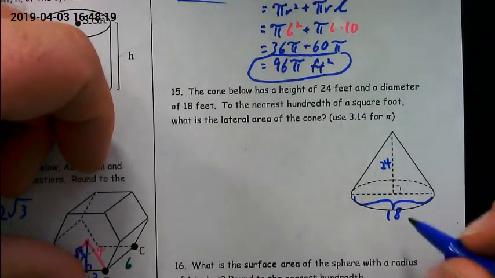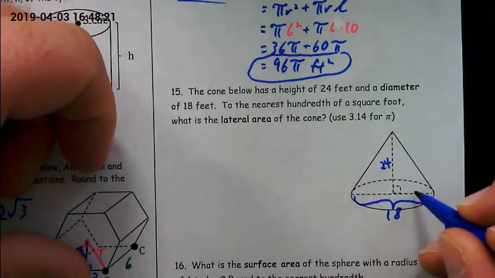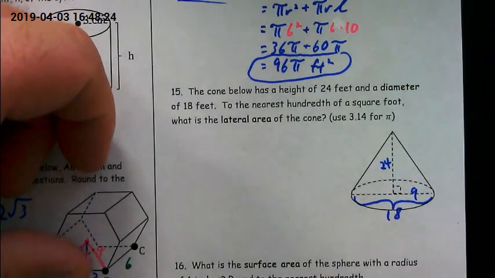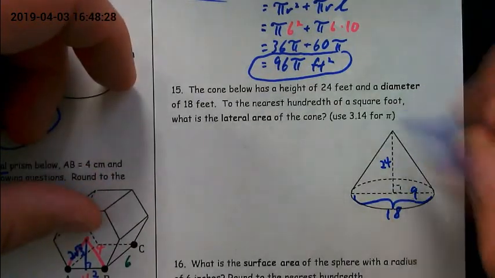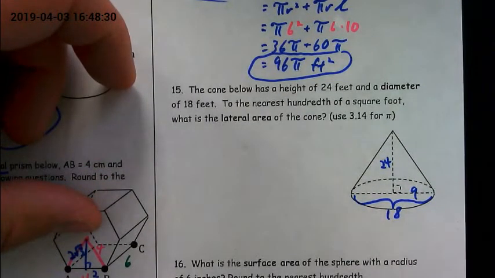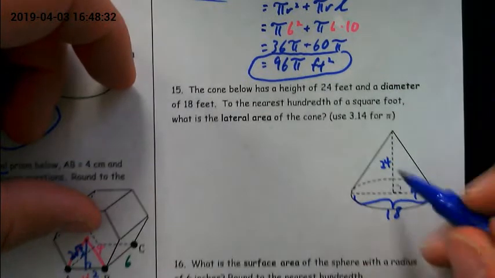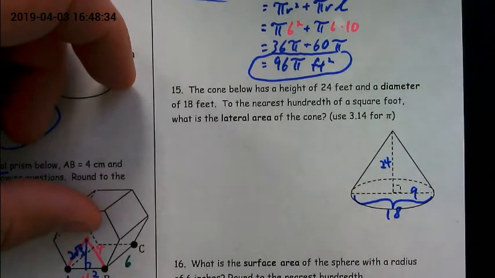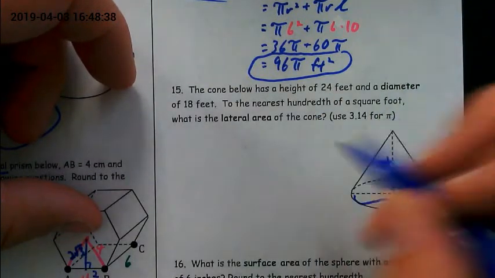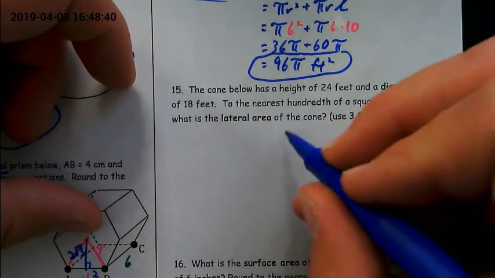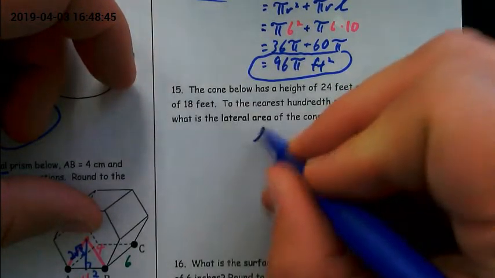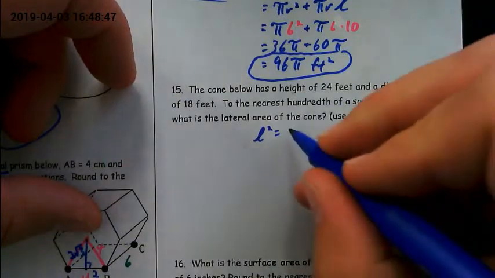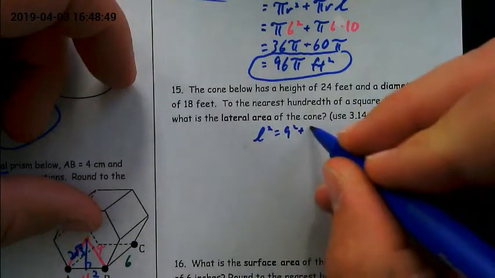So first thing we need is the radius. Radius is going to be 9. We also need the slant height when doing a cone. So we need to figure out this piece here. We can use Pythagorean theorem because 9, 24 is not part of a triple. It's going to come out to something bad. So let's see. We're finding our slant height. So slant height squared equals 9 squared plus 24 squared.